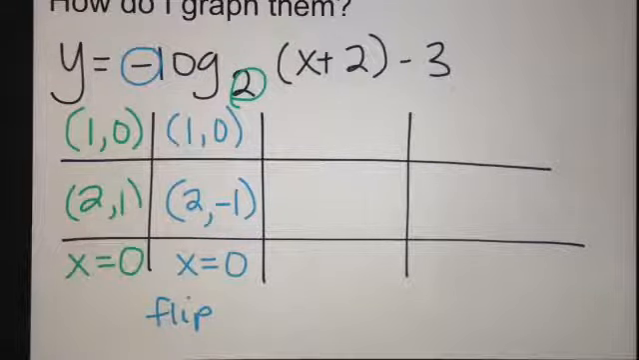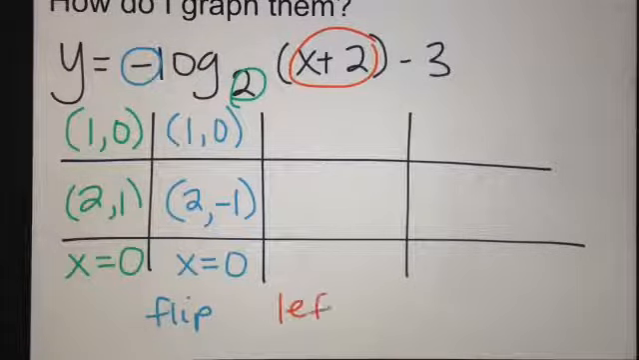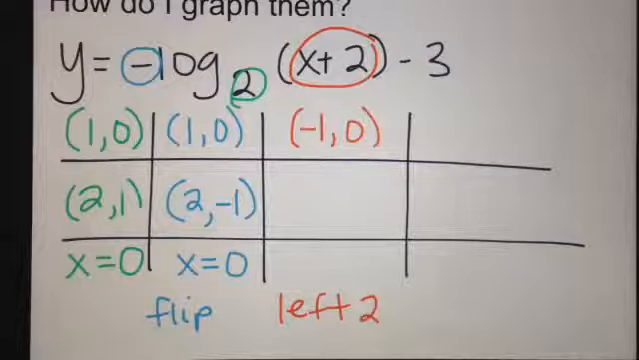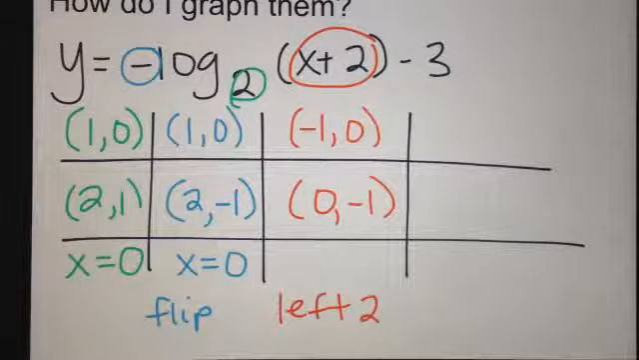Next, I have x plus 2 in parentheses. That means that I have moved left 2. Remember, left is going to affect my x coordinate, and if I'm moving left 2, I'm going to minus 2 from the x coordinate. So 1, 0 is going to become negative 1, 0. 2, negative 1 is going to become 0, negative 1. And if I have a vertical asymptote, when I move that left and right, it's actually going to affect the vertical asymptote. So I'm going to write my vertical asymptote is now x equals negative 2.